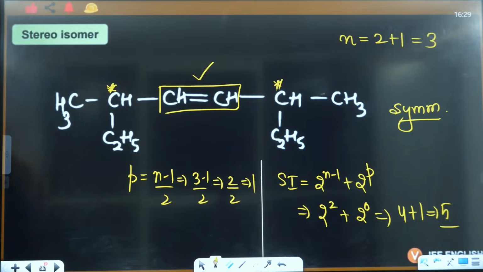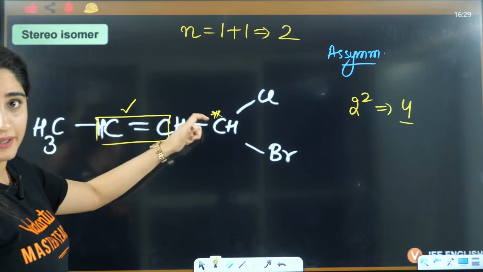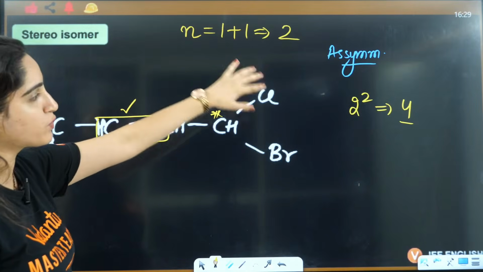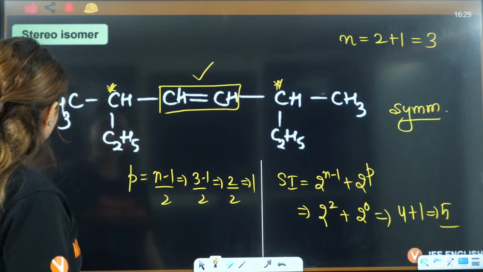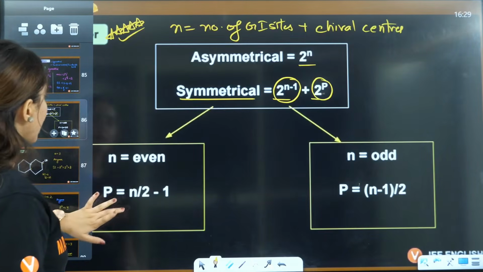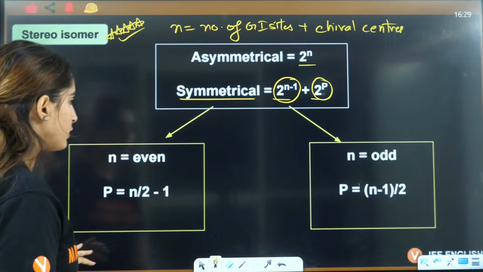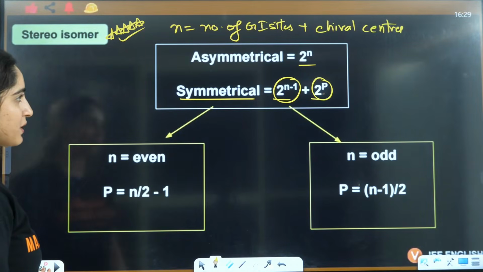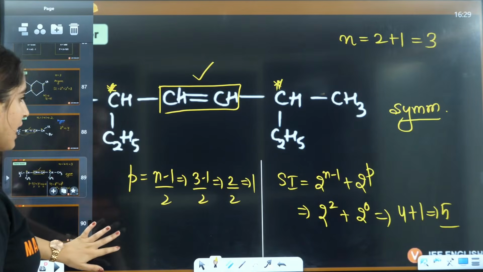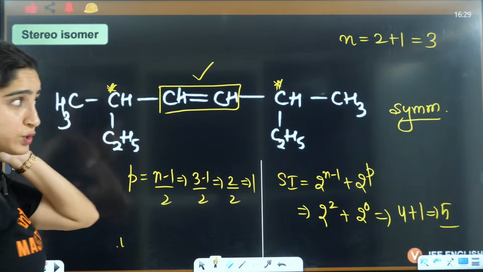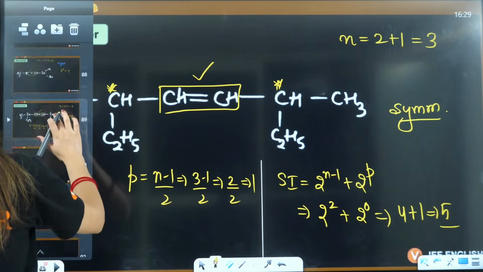Yes, it was 4. In this case, it was 4 because it was asymmetrical, 2 raised to power 2 is 4. Okay? If it is symmetrical, then we will use this formula. That is, if n is odd, p is equal to n minus 1 by 2. 3 minus 1 by 2 is 2 by 2, which is p equal to 1. So 2 raised to power n minus 1 plus 2 raised to power p, and this is the answer that you are going to have. Let me know, guys, if that is clear to all of you or not.